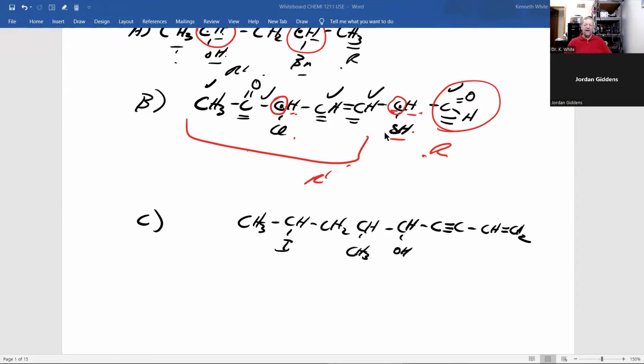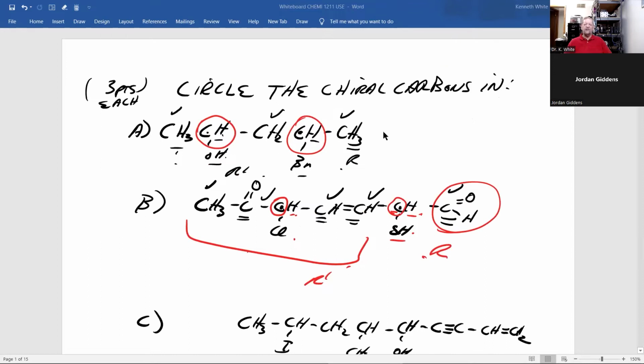All right, let me go back and talk about what we're talking about. We're talking about chiral carbons. A chiral carbon is a carbon that has 4 different atoms, 4 different groups, or a combination of 4 different atoms or groups. Now, if you have 2 or more hydrogens on a carbon, it can't be chiral. Again, if you have 2 or more hydrogens on a carbon, it can't be chiral. If the carbon is in a double bond or triple bond, it can't be chiral.